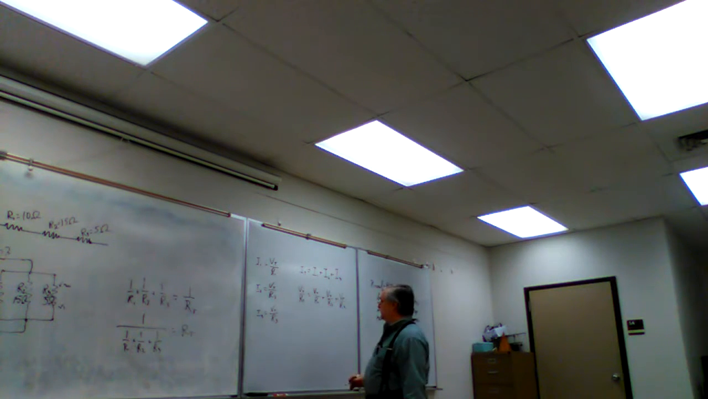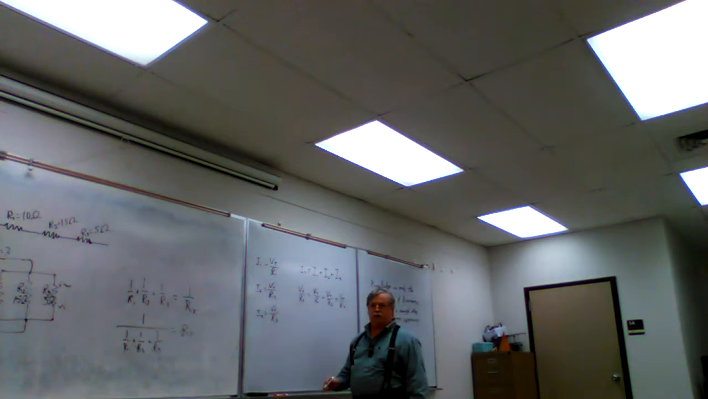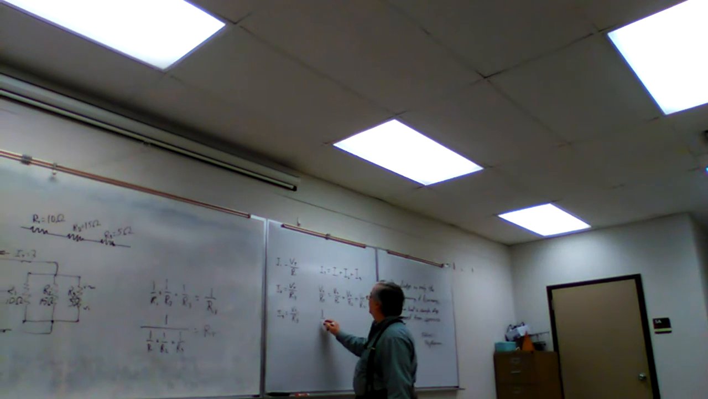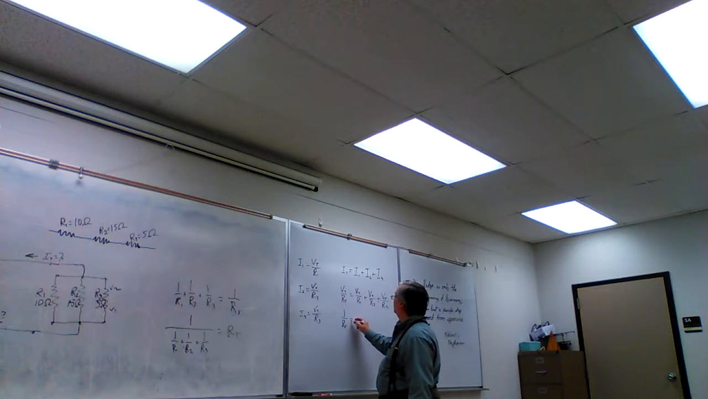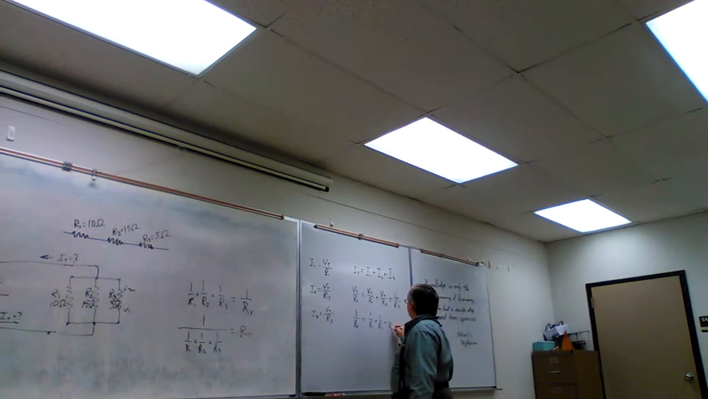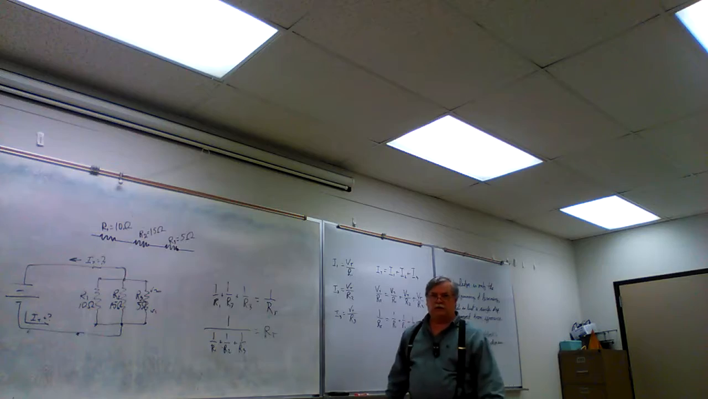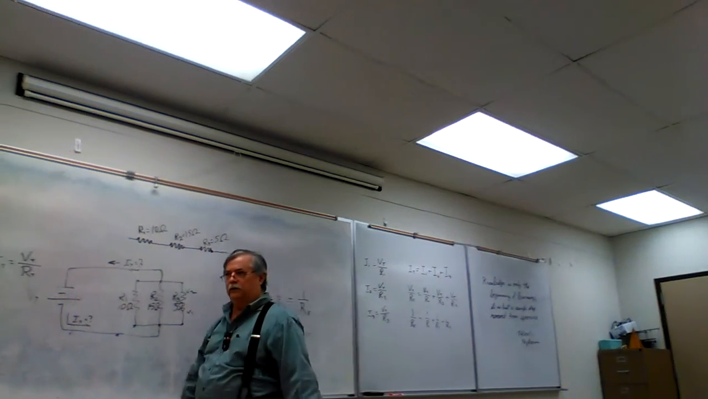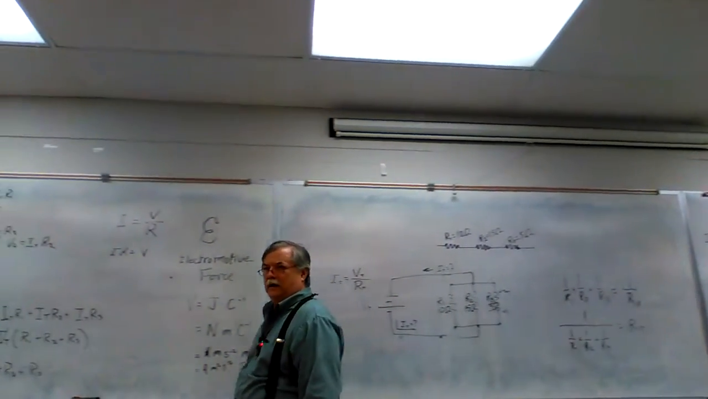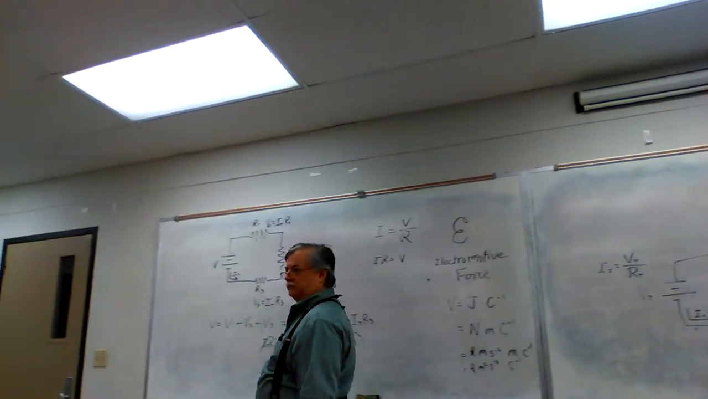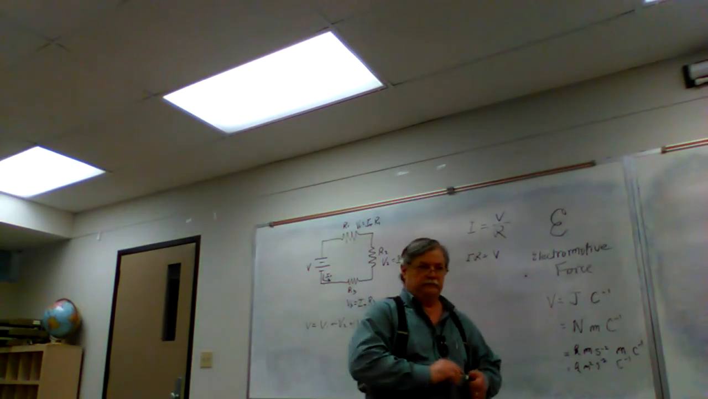Now we divide the equation through both sides by the total voltage, and we are left with 1 over RT is equal to 1 over R1 plus 1 over R2 plus 1 over R3. The total resistance is the reciprocal of the sum of the reciprocals.